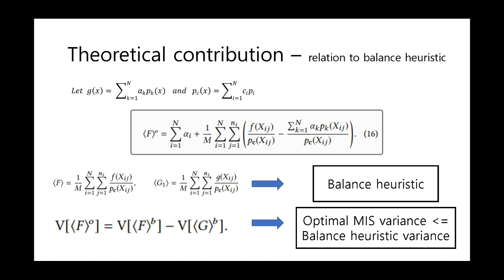The term excluding the first term of the optimal MIS estimator is the estimator sampled with balance heuristics. Also, we can check the optimal estimator's variance is less than or equal to the balance heuristic variance. More importantly, it shows that the balance heuristic is optimal whenever Vg equals 0.